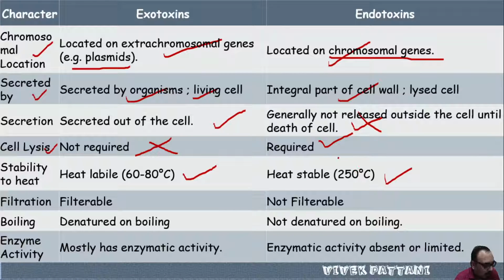Exotoxins are basically filterable. Why? Because they are very small in size as compared to the endotoxins, whereas endotoxins are not filterable. Why? Because they are an integral part of the cell wall. By boiling, exotoxins can be denatured because they are heat labile. Endotoxins cannot be denatured because they are not heat labile.